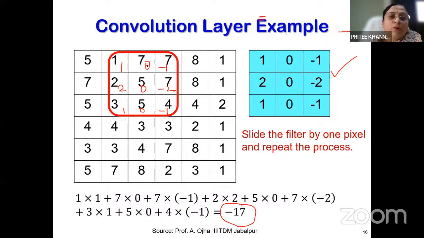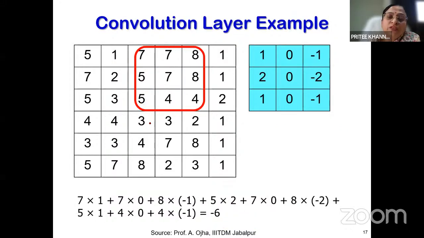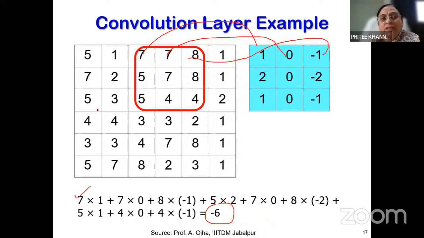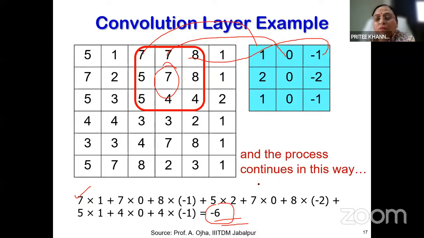So this, you have put it here and then you got this sum of product. So this is giving you a number, minus 17. Now this pixel, what value will it get in the output image? It will get this minus 7, right? Now again, we are going to slide this filter here. So these 9 pixels are going to participate, and again we are going to do the corresponding terms multiplication and then this addition. This time it is giving me minus 6, right? So this 7 is replaced by minus 6 in the output. Okay, and this way the process will continue.